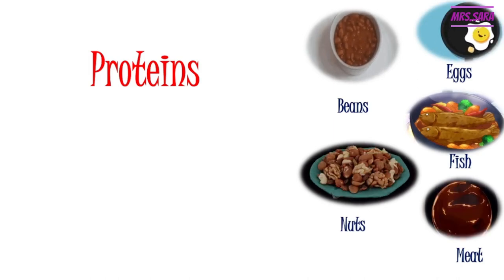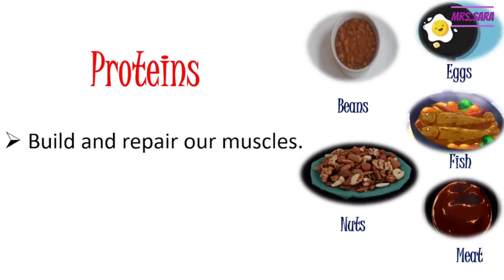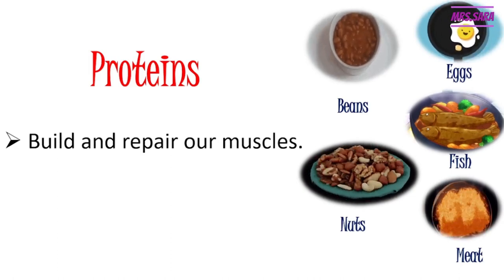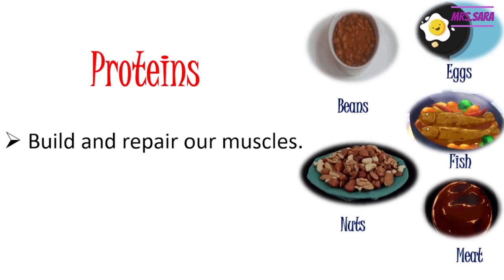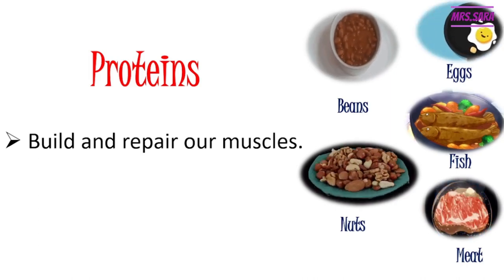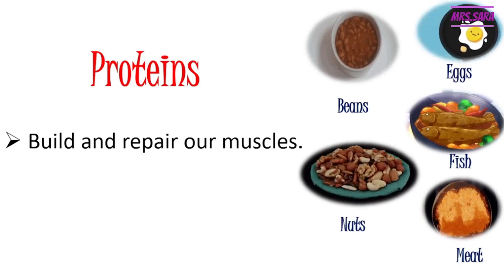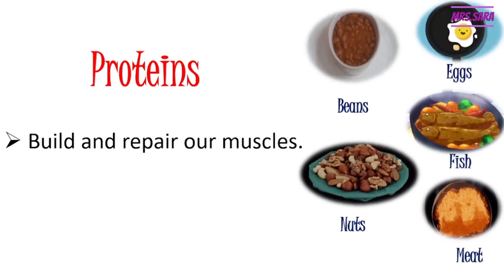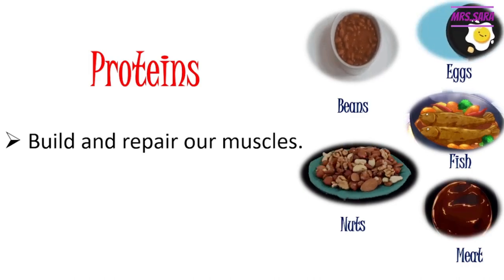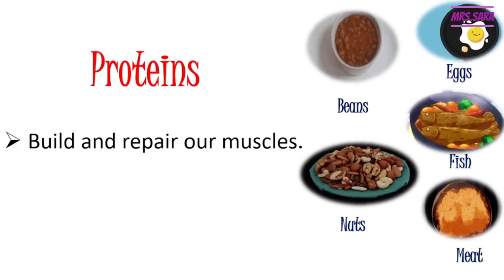How can proteins help our body, Primary 2? How? They build and repair our muscles. So we need protein to have healthy muscles. So proteins build and repair. Protein builds and repairs our muscles. And protein is found in beans, nuts, eggs, fish, and meat. Super. So we have the group of carbohydrates and the group of proteins.